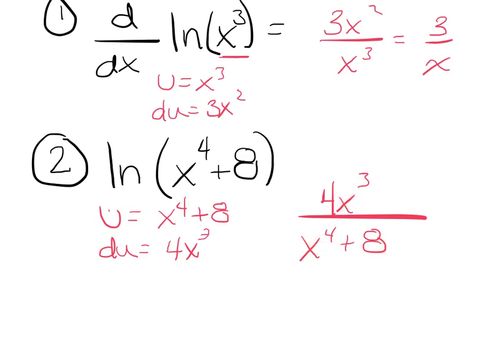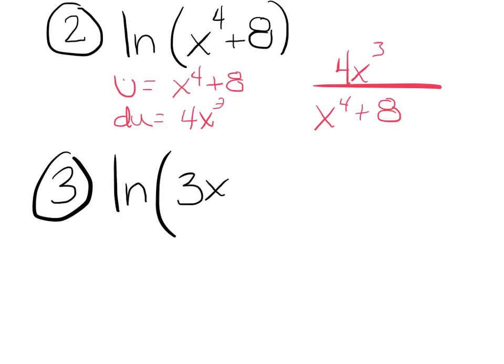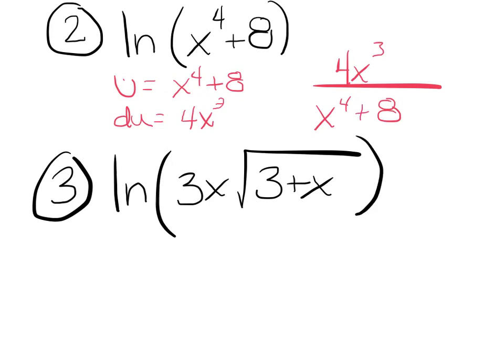Now, the ln properties, or derivatives here, can get a little more interesting, and let me give you the next example. Let's say we have the ln of 3x square root of 3 plus x. Now, a lot of people just want to dive into find your u and your du, and then do du over u. And in fact, sometimes in the ln properties, it makes it a little tougher to do that.